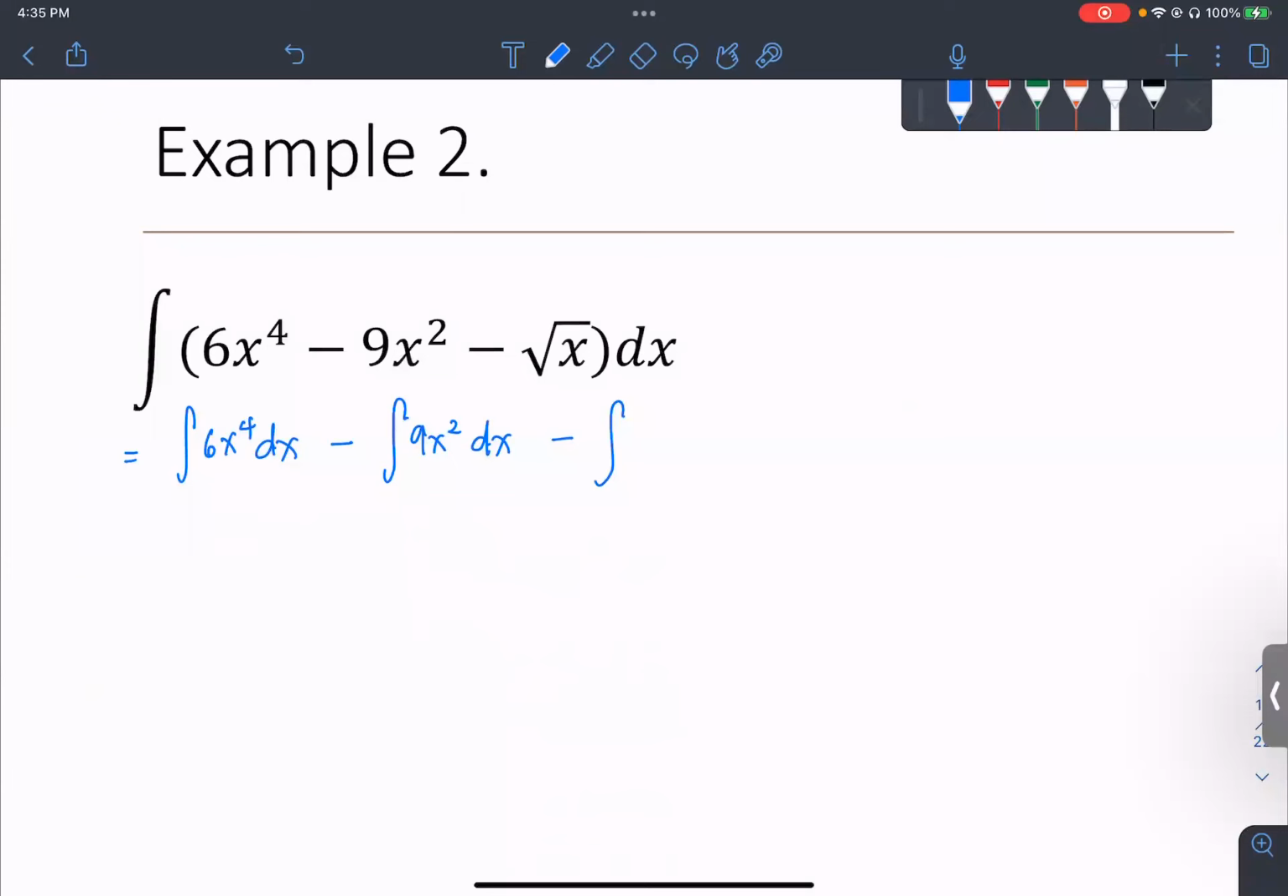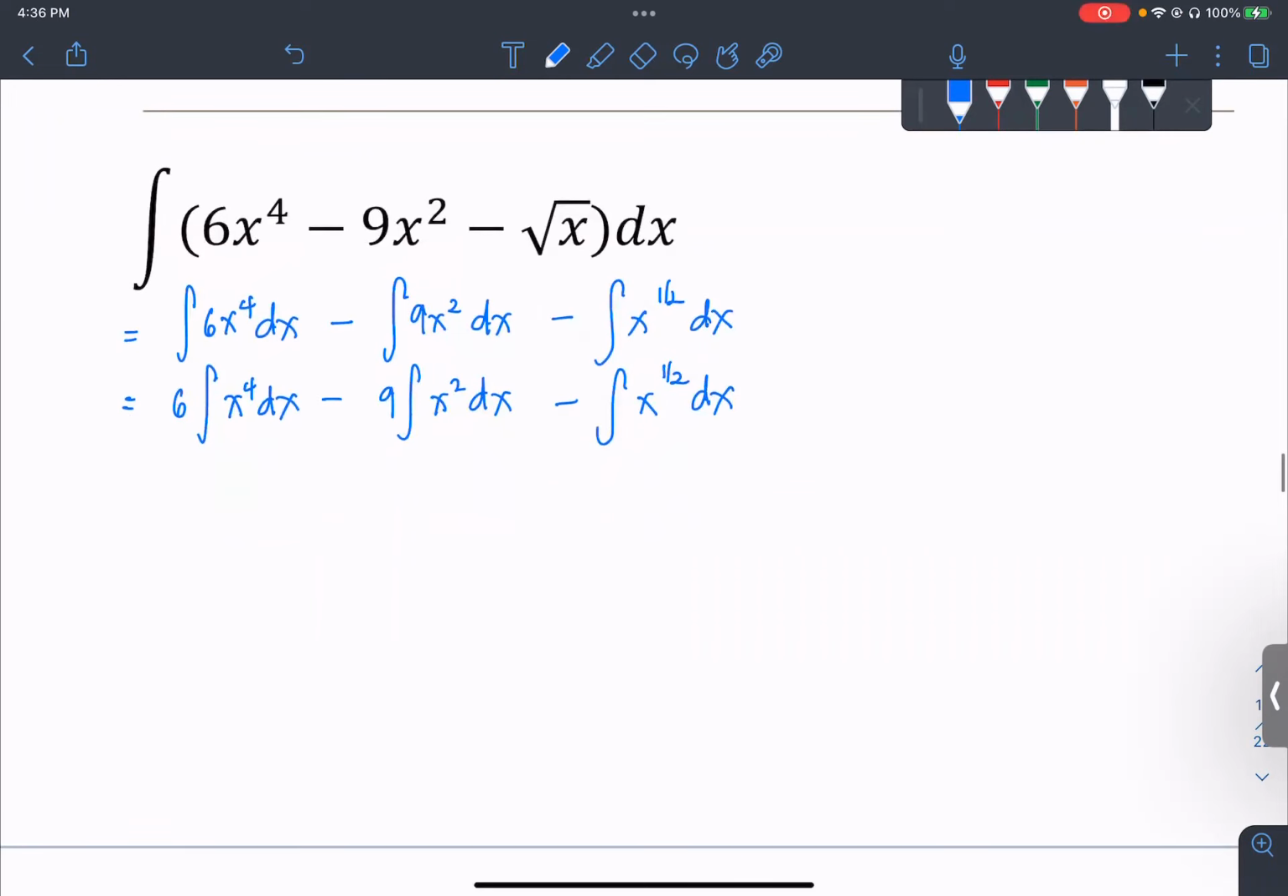So whenever we are seeing radicals, we transform this into a rational exponent. So the square root of x is the same as x raised to 1/2. Then multiply it with dx. And then, coefficient rule: 6 times the integral of x to the 4th dx, minus 9 times the integral of x squared dx, and minus the integral of x raised to 1/2 dx.